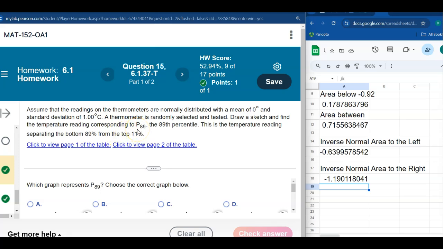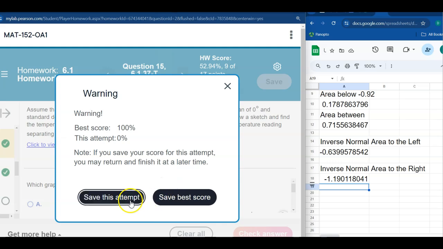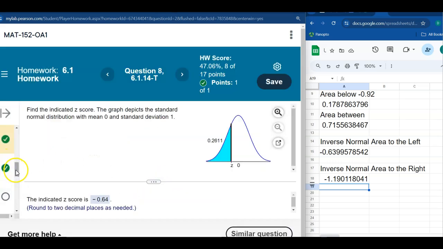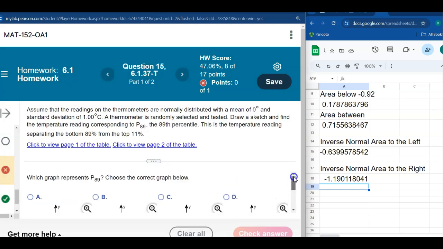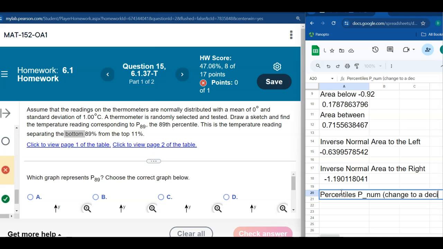All right, so these are percentiles instead of a picture of an area like we saw up above there, a picture with an area shaded above or below it. We're not given a visual of it, we're just given the percent that's below. So what I have to do is understand the bottom 89% is that shaded region to the left. I always want the bottom because that's what inverse normal takes in. All right, so I'm going to just write up here percentiles, and this is like a P with some number. So I put NUM. So just make sure to change to a decimal. You got to make sure you change that to a decimal for this to work.